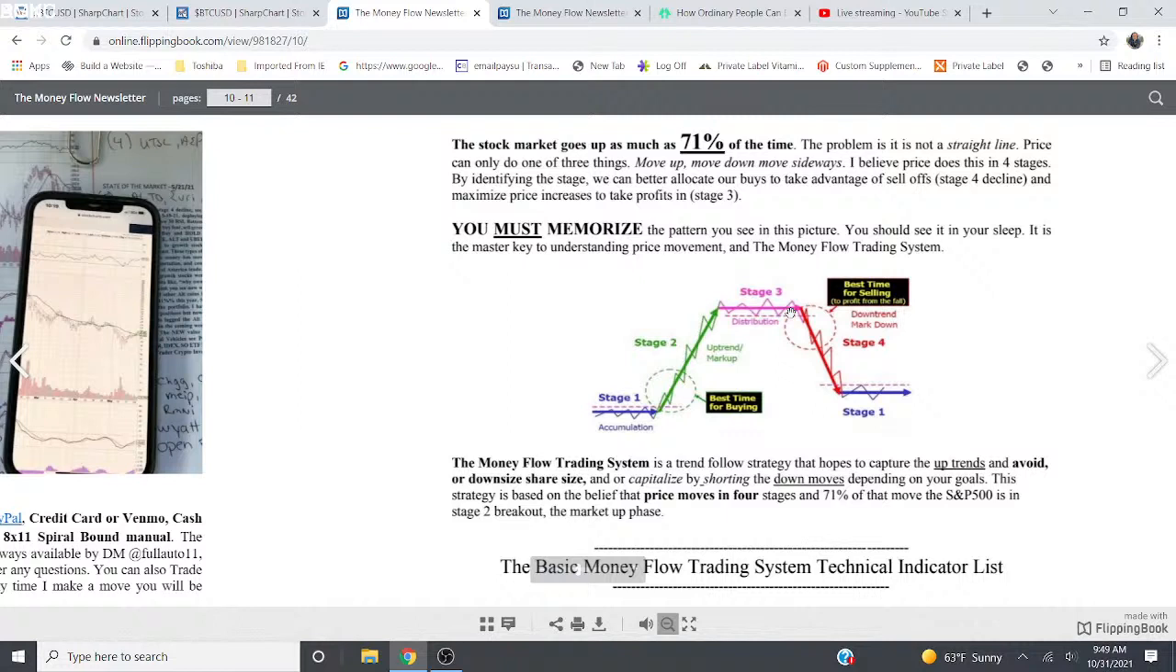Distribution means for every seller, there's a buyer. And price stops dropping. Seller, buyer, seller, buyer. There's no overwhelming force of buyers or overwhelming force of sellers. The moment there's an overwhelming force of sellers, you're going to see pressure to the downside. Prices are going to start to push down. And where are they going to stop? Almost always, what the money flow believes is that they stop where they stopped before. And that's how you get things like support and resistance.